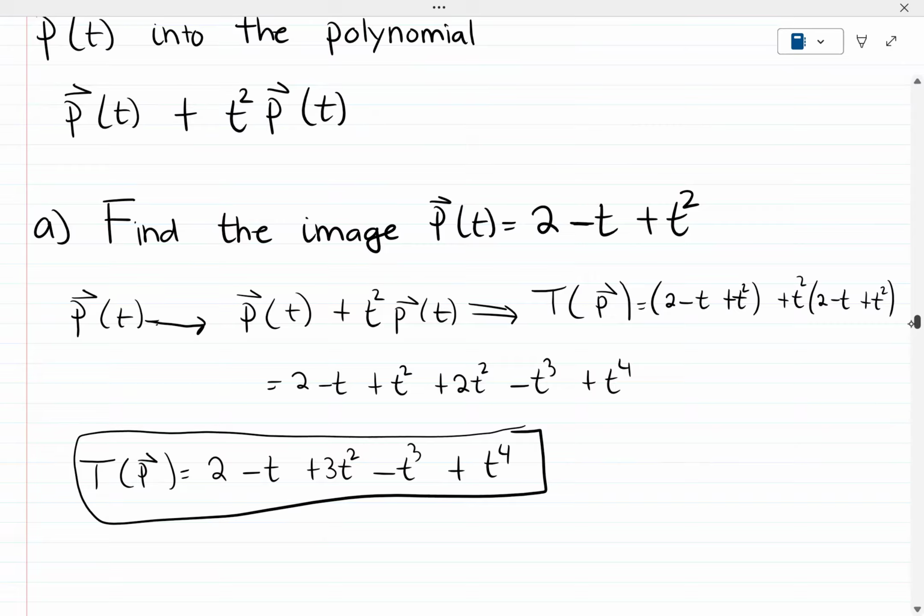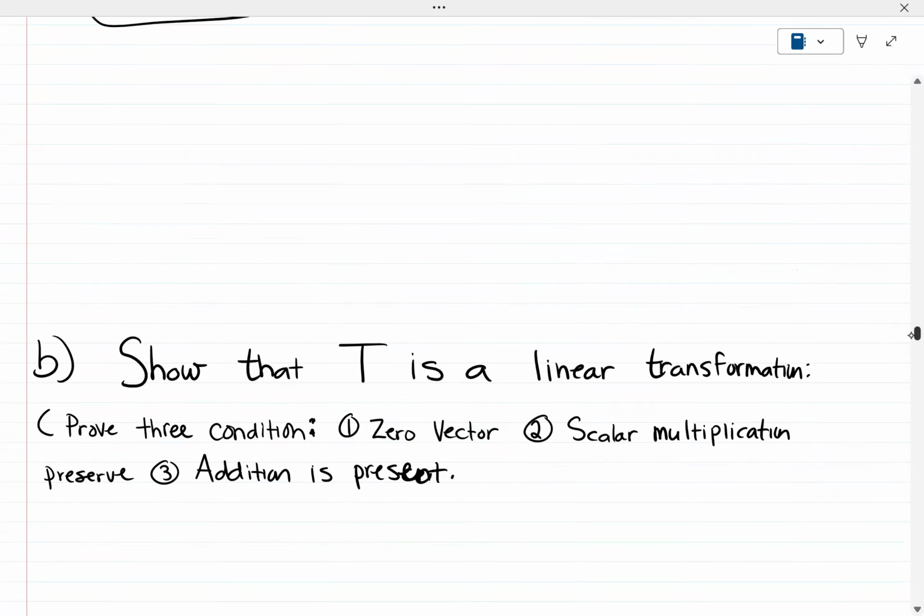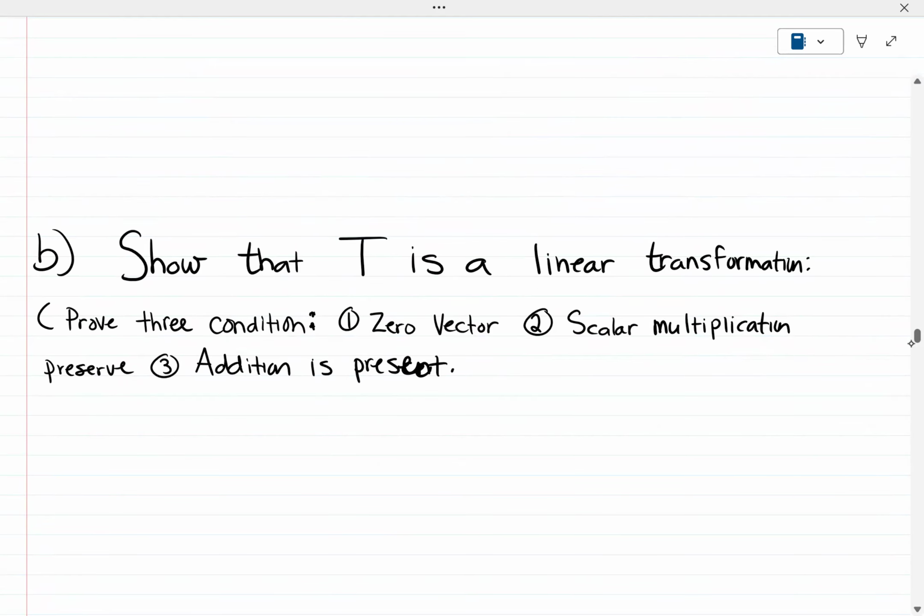Okay, let's move on to part B. Part B says show that T is a linear transformation. Prove three conditions. Condition one, zero vector. Condition two, scalar multiplication is preserved, and condition three, addition is preserved. So let's start with condition one. We've got to prove it's a zero vector.